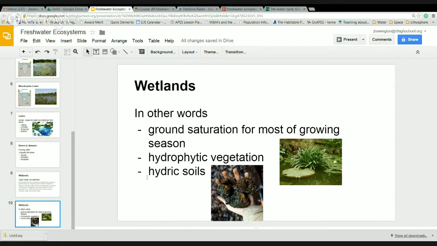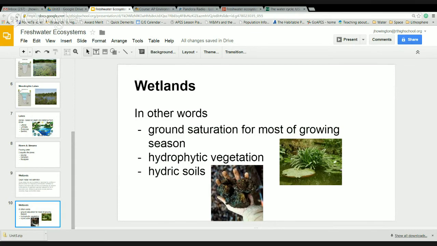And then also hydric soils is the third thing that an area must have to be classified as a wetland. So hydric soils are just soils that have developed under saturated conditions. So they have been deprived of oxygen, they have created an anoxic environment at some point in time, and it has characteristics that show that. So like these mottles in the soil, these little orange areas that come from redox reactions.